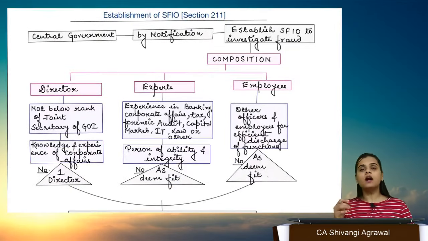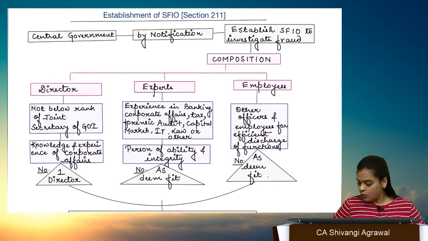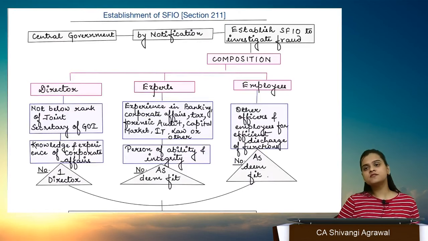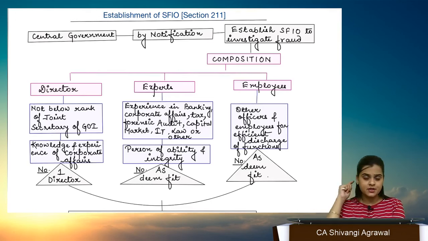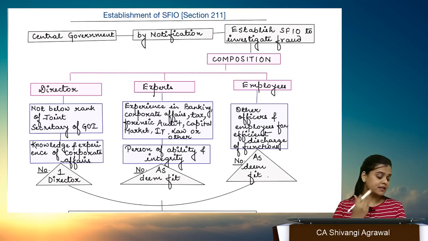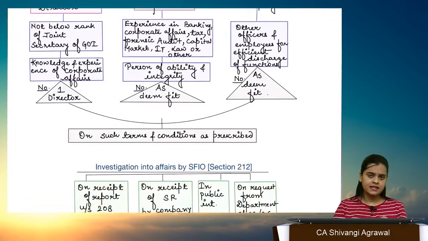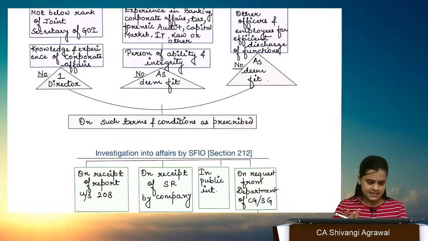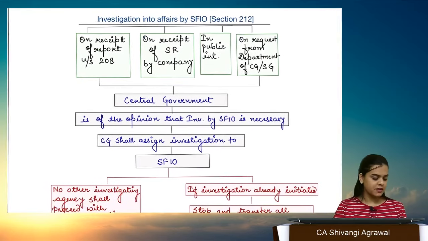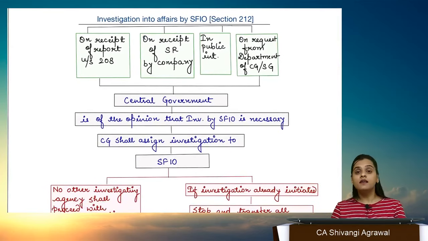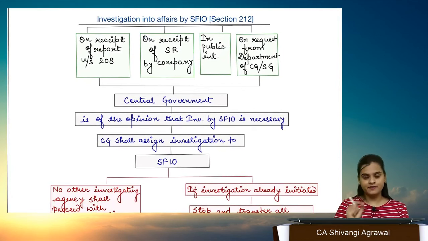Okay, now comes into the picture SFIO. What is SFIO? The establishment of SFIO is given in section 211, which is not a very important section. It just tells us about the composition. CG has the power that by notification it can establish SFIO, and it has done that. Head office, Delhi, it has a director, it has experts, it has the number of employees, the terms and conditions as prescribed, etc. Now, the important section is 212.